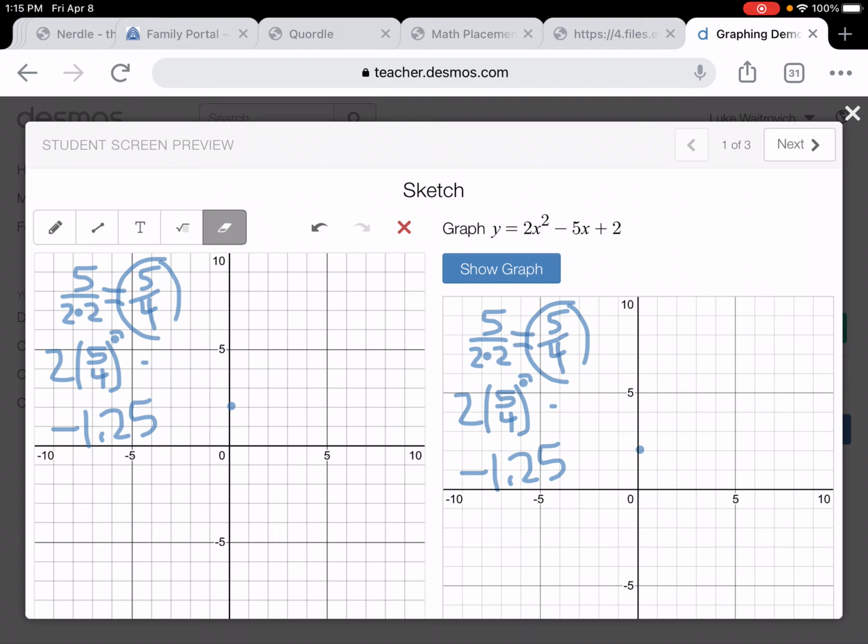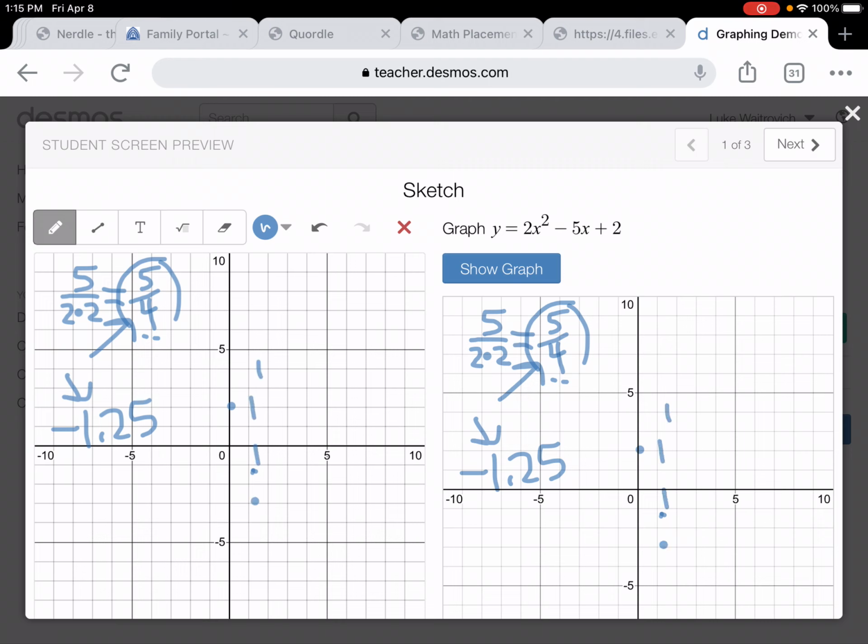So I'm going to clean up my board a little bit so I have some space to work on. And now I have a vertex, and that vertex is the x-coordinate here and the y-coordinate there. And so I'm going to have to kind of ballpark it here, and sometimes this is how it works with parabolas. At 5 over 4, which is about 1.2, I have to go down 1.25. So that's roughly there. Now what this means is I have an axis of symmetry going through right here. So I can try to mirror this distance right there with my other point, and I have that.